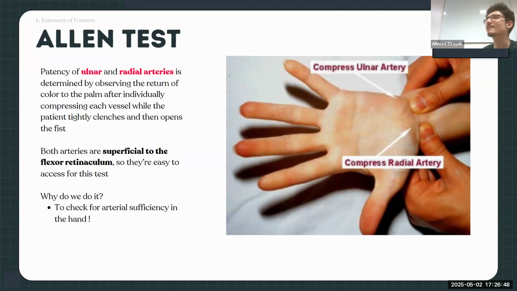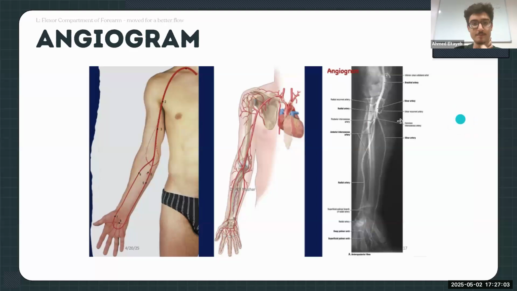What was the word? Capillary refill, basically, is normal. Okay? Reperfusion? Maybe. It's just capillary refill. That was what I was looking for. Both arteries are superficial to the flexor retinaculum. Why is that? We're going to talk about it later.